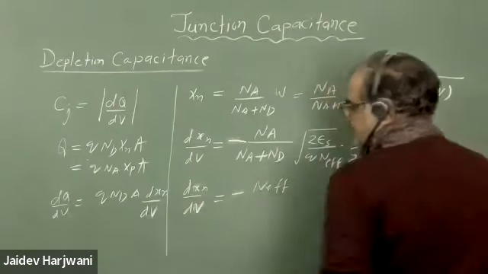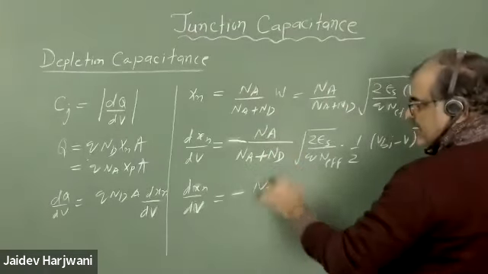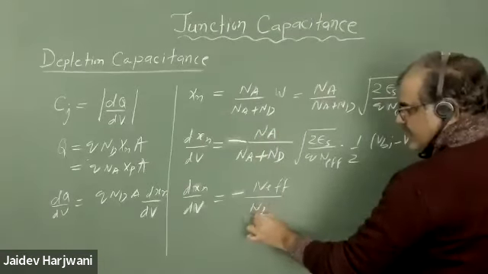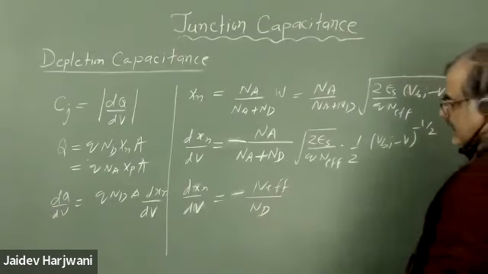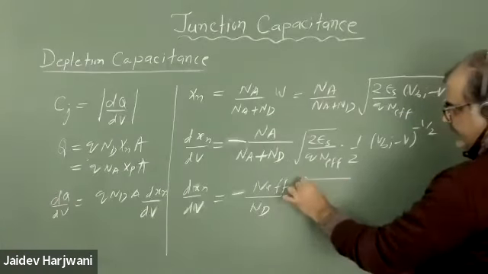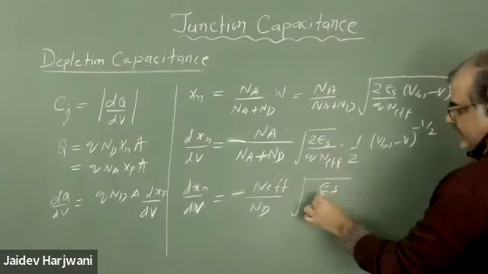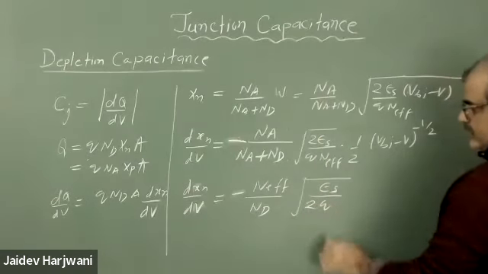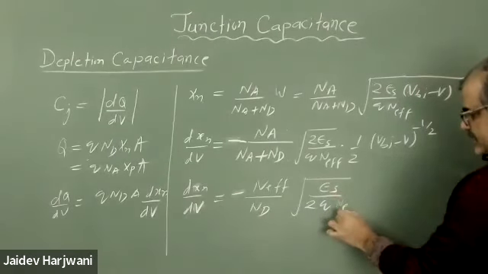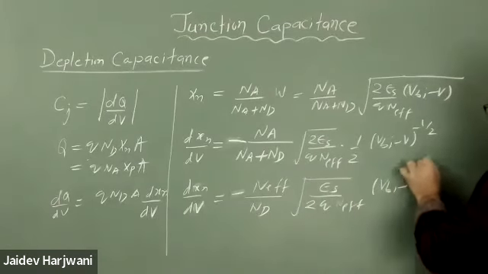Okay, this is dV. So I am multiplying by this Nd, so I will divide by Nd. When I multiply by Nd, this becomes my N effective. So I can write this as a Nd. Now I have this under root. I have ε_s, and I have 2 here. If the 2 goes inside, this becomes under root 2. I have q, and I have N effective also, and I have (V_bi minus V) to the power minus half.